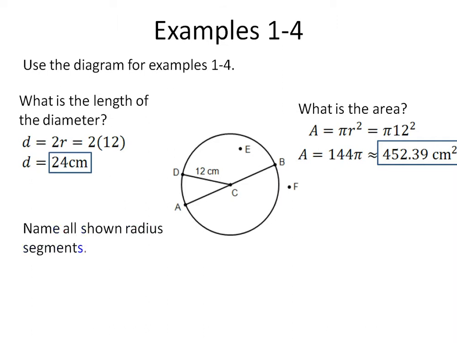Okay, example 3, they want us to name all the shown radius segments. We have 3 of them in this case. We have segment CD, we also have segment AC, and we also have segment BC, or as they have here, CB. All right. Then they want us to name all the shown exterior points. The only point that's shown here that's exterior to the circle is point F.